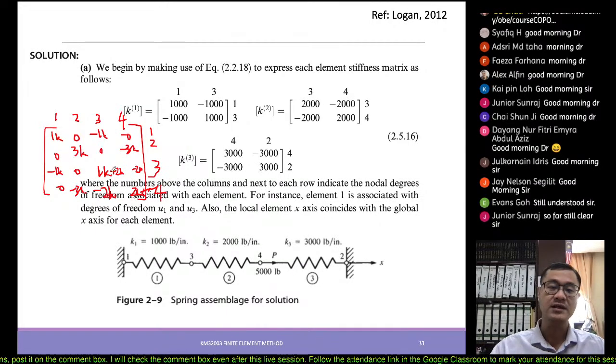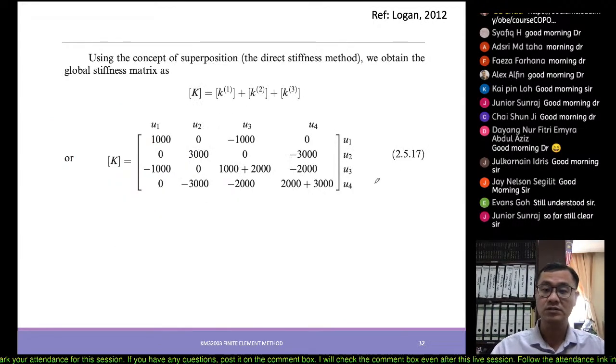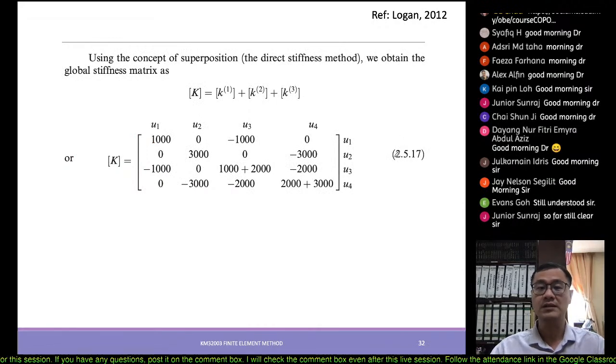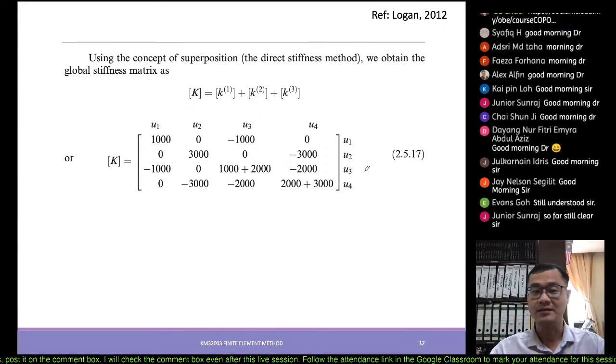Whatever additions we just solve them. 1 plus 2, so 3k; 2 plus 3, 5, and so on. So you have formed the assemblage directly, and you get the answer, very straightforward. Just don't make mistakes.